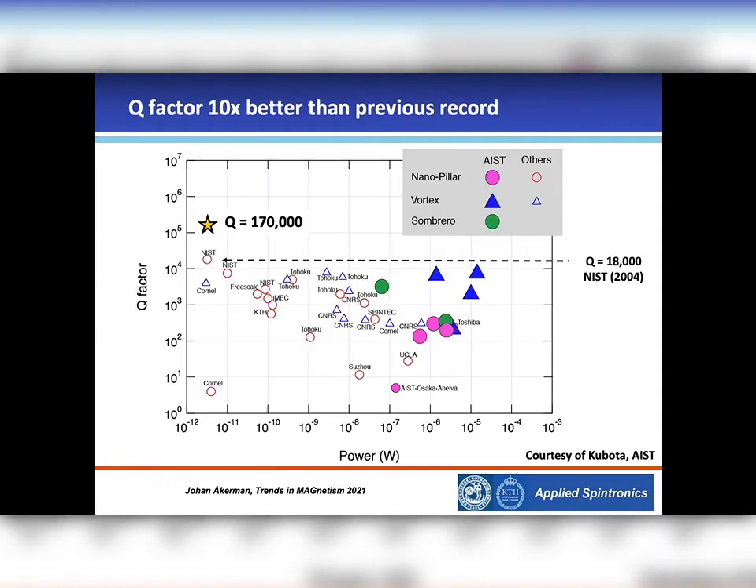And here I show a compilation done by Kubota at AIST, where we can see that prior to our work, which is a star here, the best quality factor was still that by NIST from 2004. But now we are at about an order of magnitude higher than that. So mutual synchronization is indeed a very good way forward to create much better signal coherence in these oscillators.